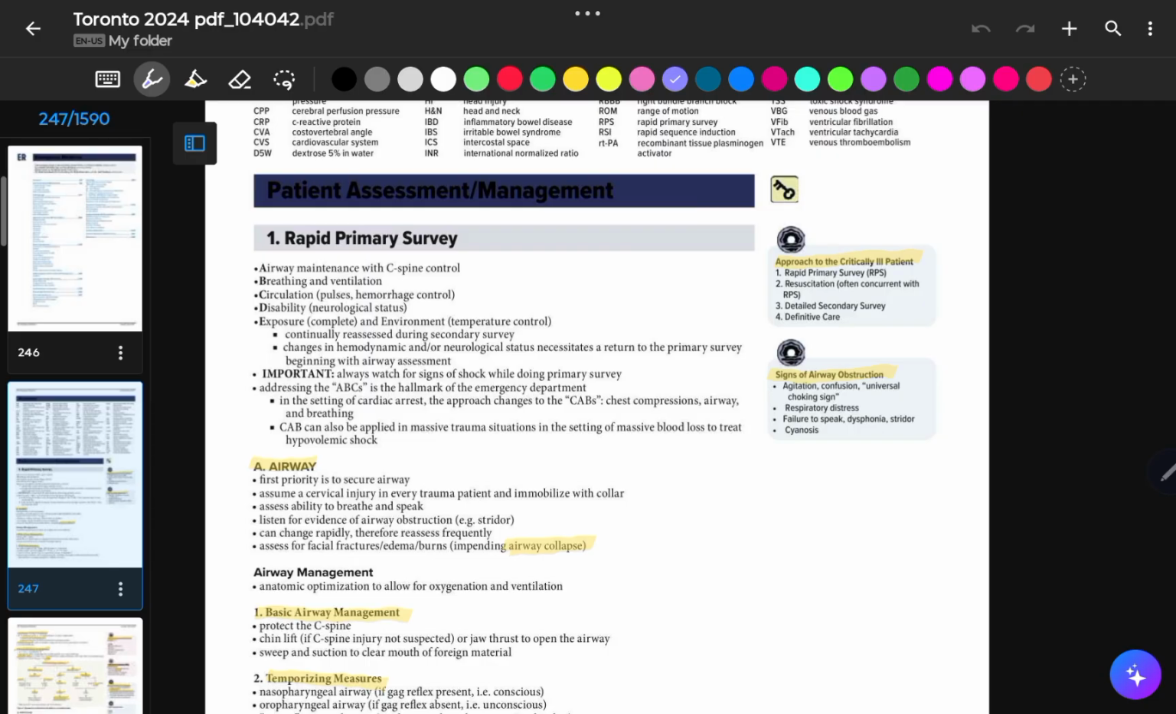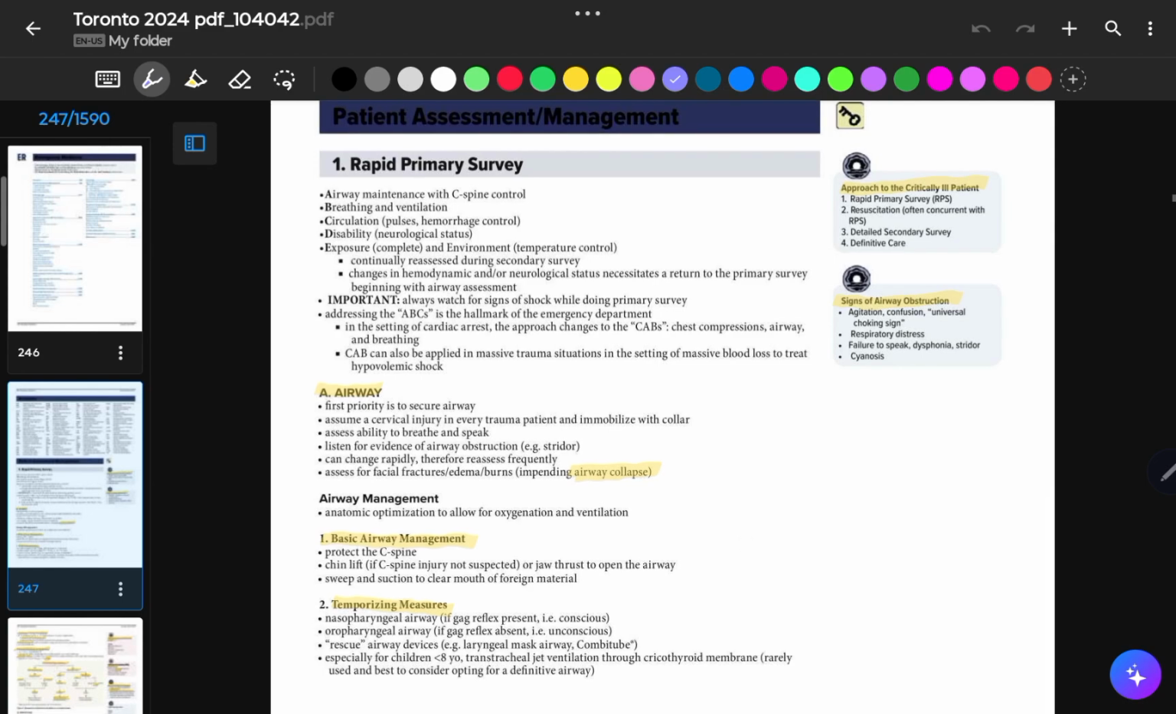Alright, so rapid primary survey consists of airway, where you are maintaining the airway, and then your C-spine control. B for breathing and ventilation. C for circulation, which is checking the pulse, any hemorrhagic control. D for disability, you're checking on neurological status. E for exposure, you want to do a complete exposure of the patient, you're checking for any fractures, any wound, any abrasion. So that's where you check the patient from head to toes. And then environment where you try to control the patient temperature. So is the patient hypothermic, you want to make sure this patient is normothermic.